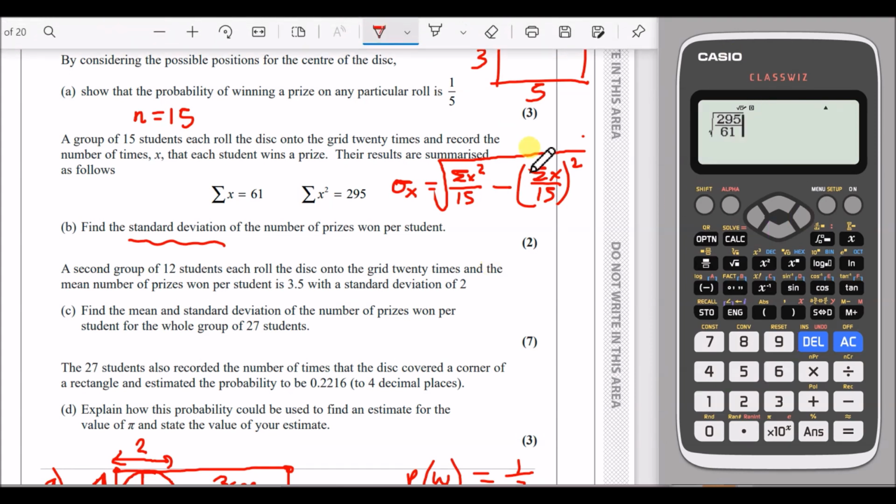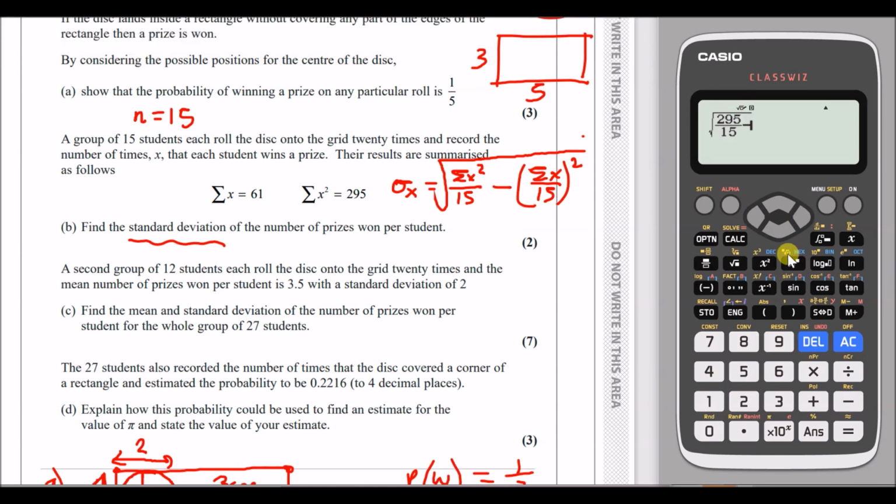Oh, why did I write 50? Sorry, over 15. Take away, and the next fraction button. But this time, instead of that fraction button, we're going to put a little bracket here, just to make it easier. And then inside here, we're going to put the sum of x, which is 61 over 15. And all of this is going to be squared.